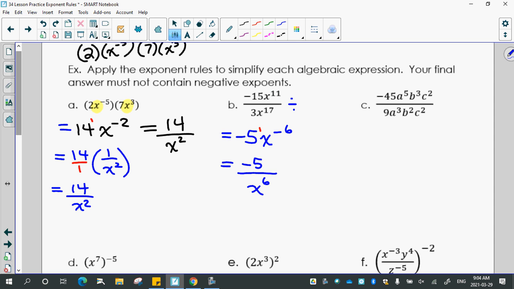What if the exponent was positive? Then the answer would just be negative 5x to the 6. Okay? All right.